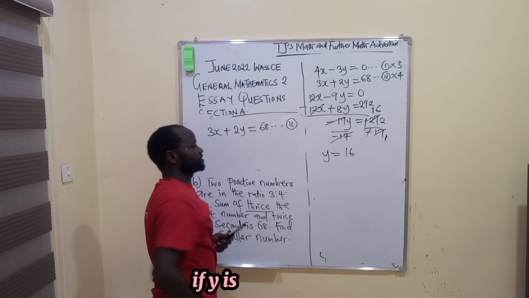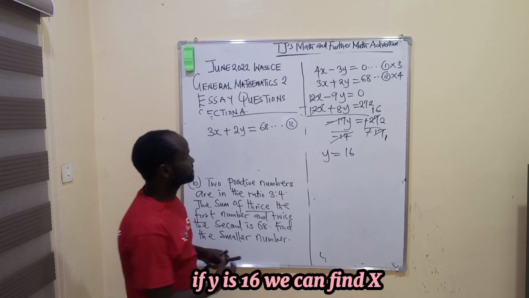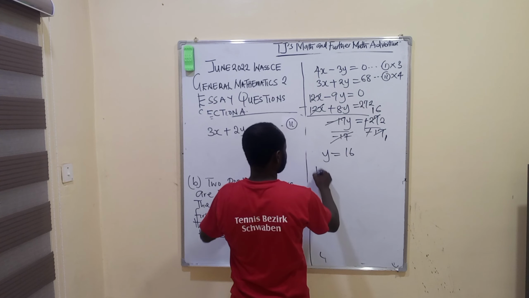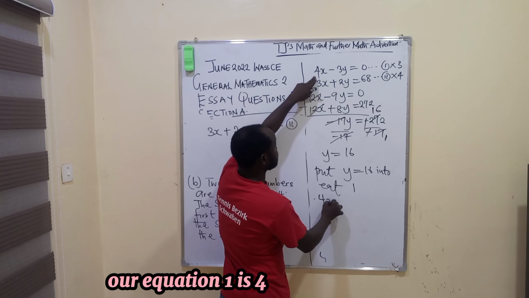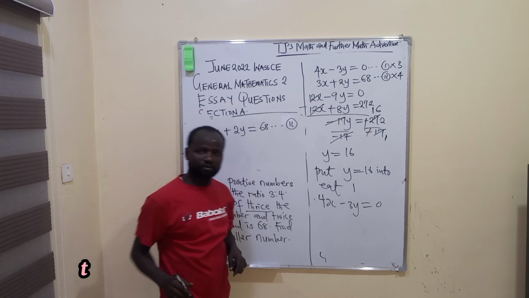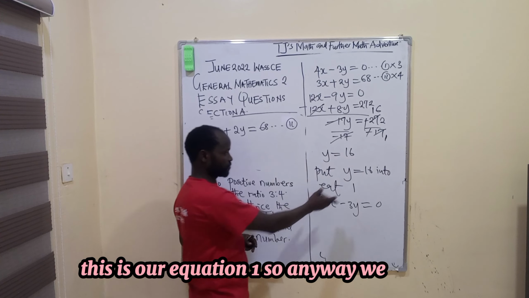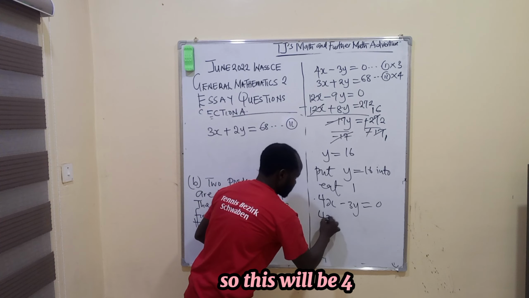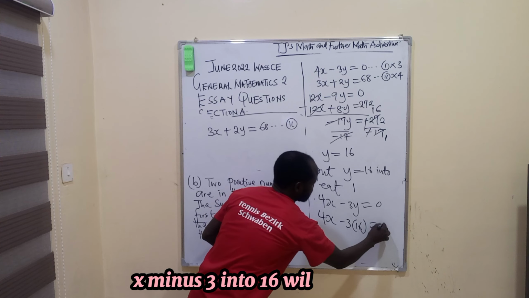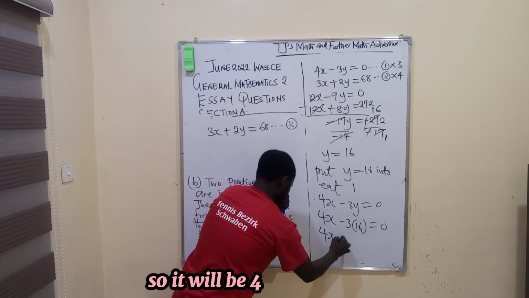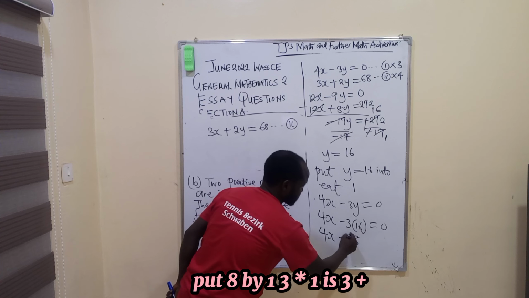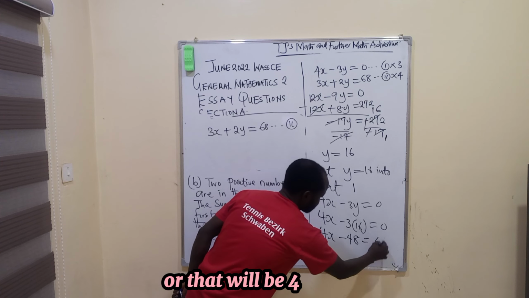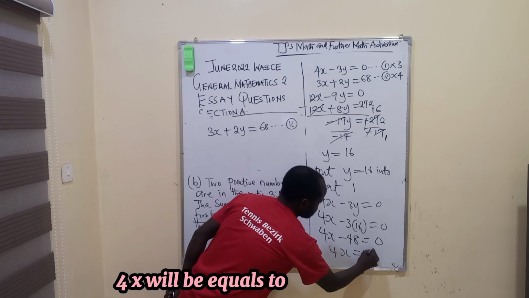So if y is 16, we can find x. Let's put y equals 16 into equation 1. Equation 1 is 4x minus 3y equals 0. Anywhere we see y, we put 16. So this will be 4x minus 3 times 16 equals 0. 3 times 6 is 18, put 8 carry 1, 3 times 1 is 3 plus 1 is 4. That will be 48. So 4x equals 48.